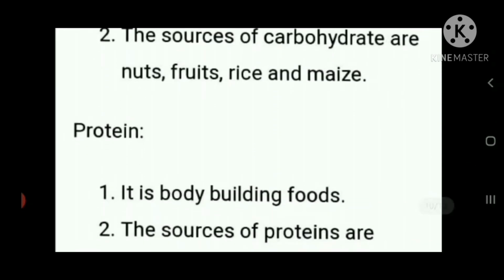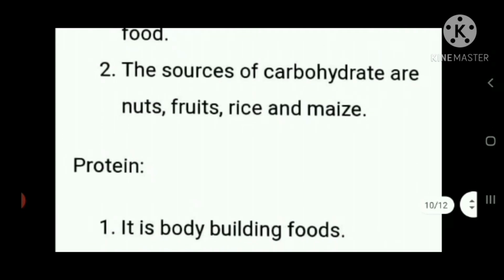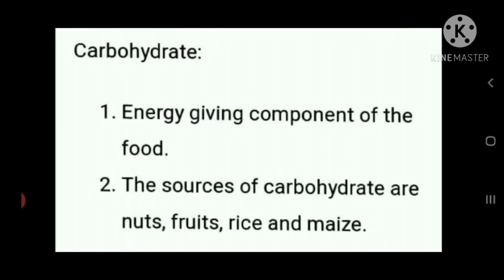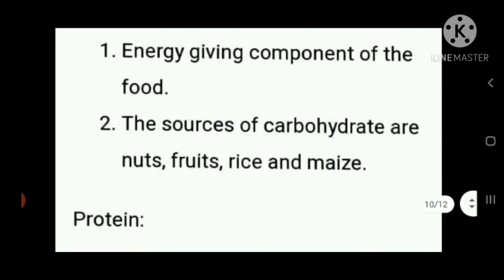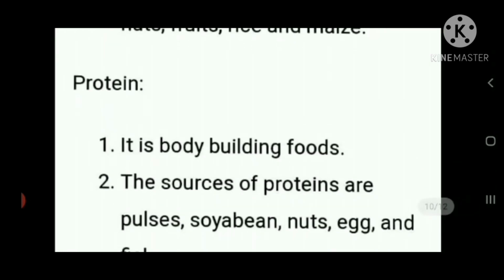Now coming to protein, on the right hand side of the tabular column you are supposed to write that it is the bodybuilding part of the food. It just builds our body. Protein helps to build our body, and carbohydrate gives energy to our body. Protein always makes our body build. So on the right hand side, you write that it is a bodybuilding component.